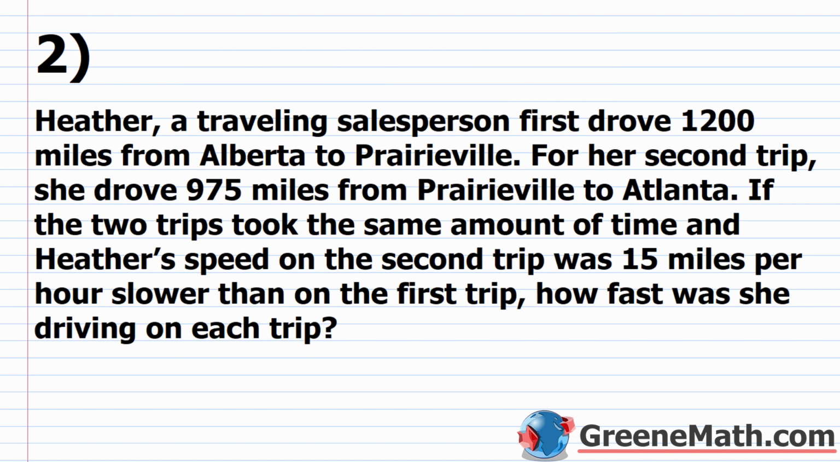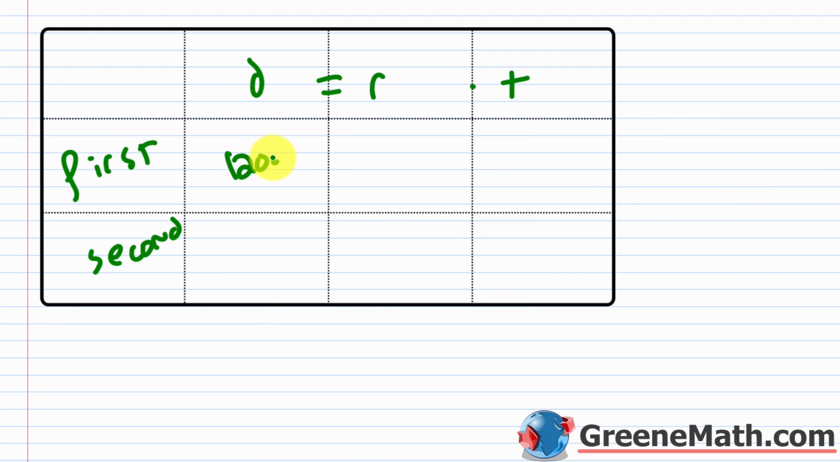Again, another motion word problem. So we have distance is equal to rate of speed times time traveled. And I'm just going to go first, and then I'm going to go second. And let's just fill in the table. We'll come up here and say on the first one, it's 1,200. On the second one, it's 975. So 1,200 for the distance, and then 975.